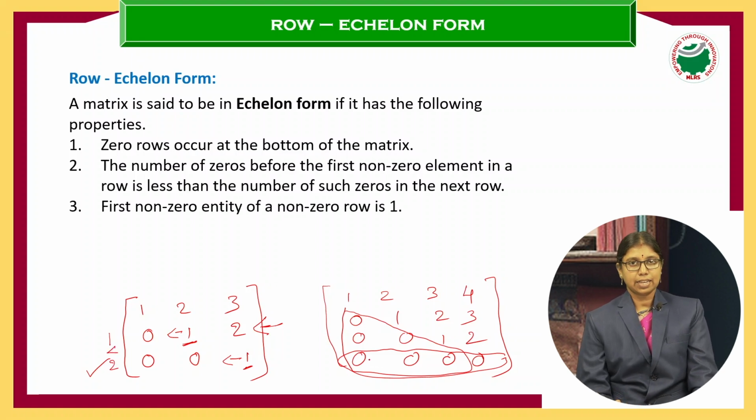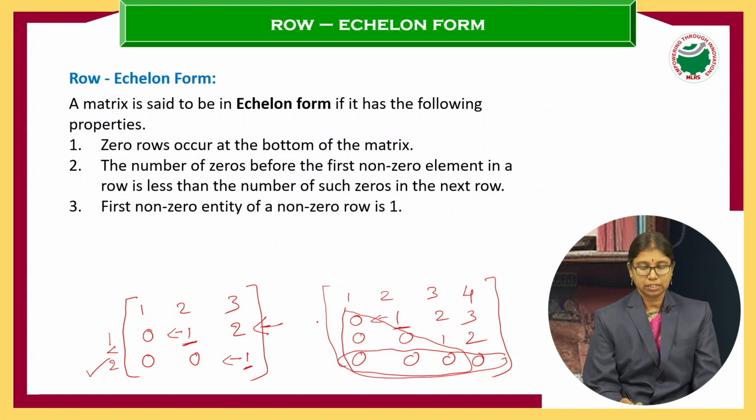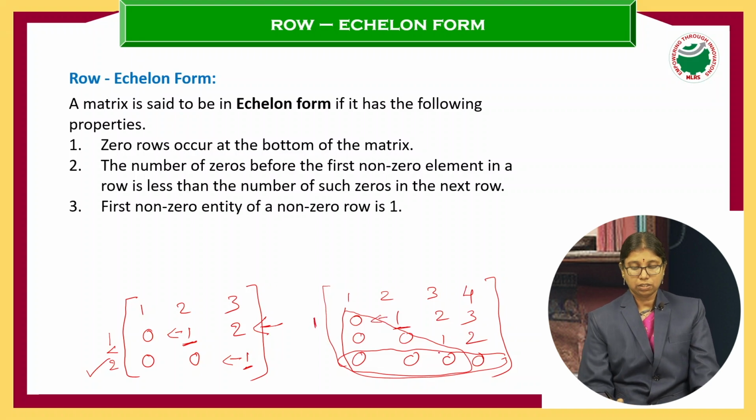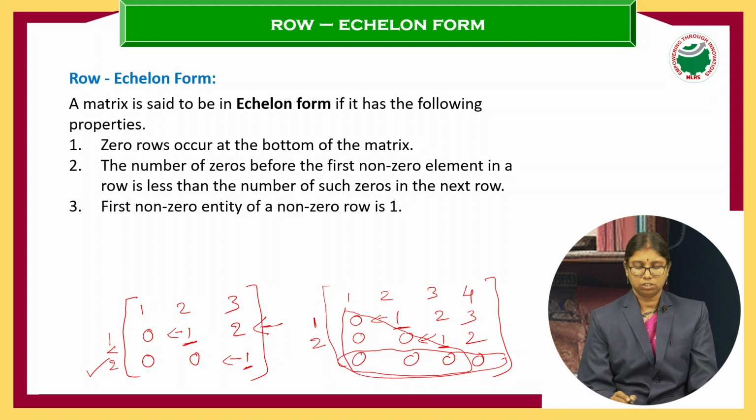Similarly, if you are taking this example, there is no zero value in the first row. If you take the second row, the first non-zero value is 1 and the number of zeros before 1 is 1. In the next row, the third row, the first non-zero value is 1. Before that, the number of zeros is 2. In the fourth row, we have all zeros only, so it's a zero row.